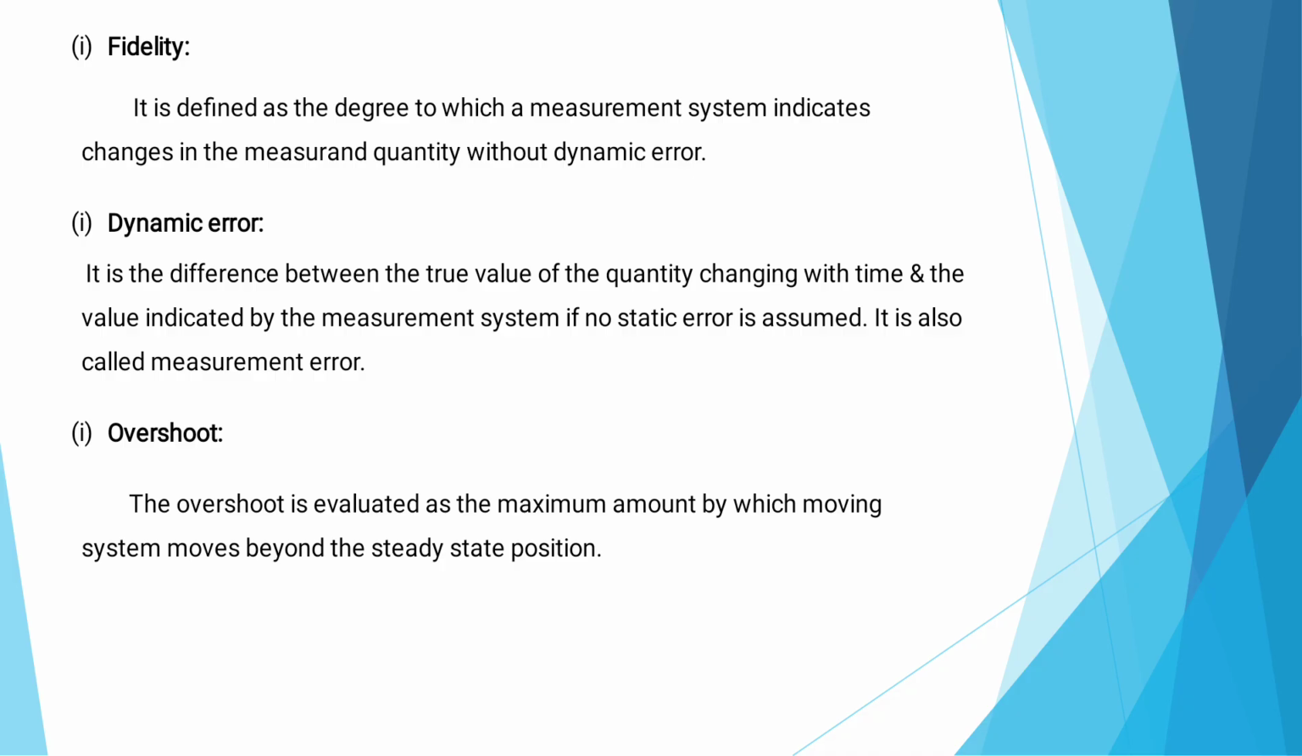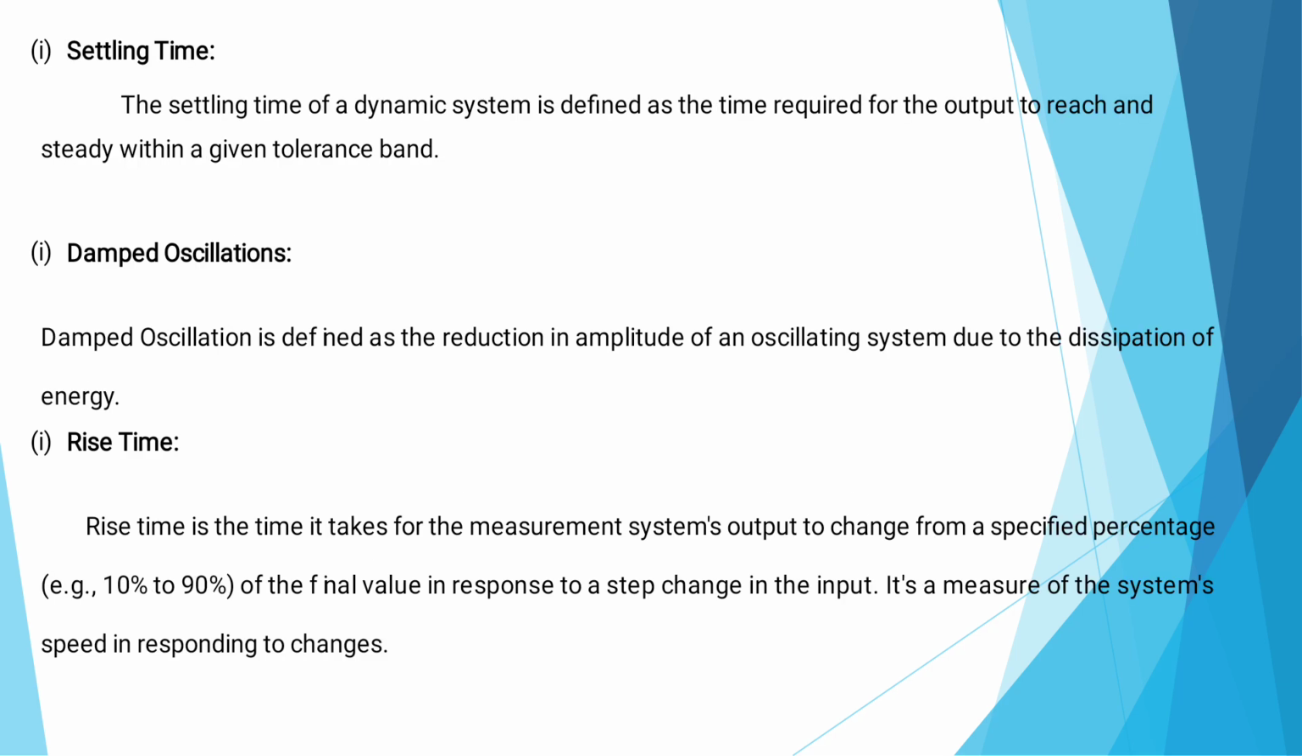Overshoot is the maximum amount by which the output exceeds the final steady state value. When the sensor responds to sudden changes, the output may temporarily rise above the correct value before settling. This extra rise we call overshoot. A large overshoot may produce incorrect measurements and instability in biomedical systems, so overshoot should be controlled for proper sensor performance.